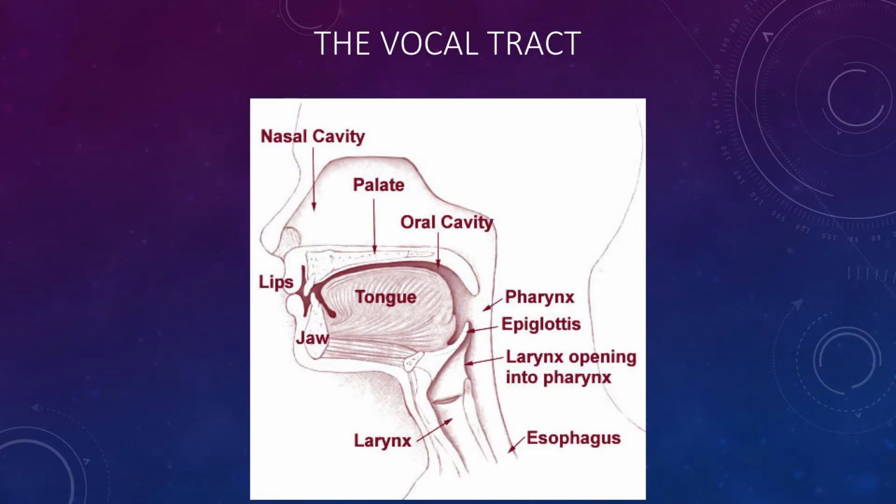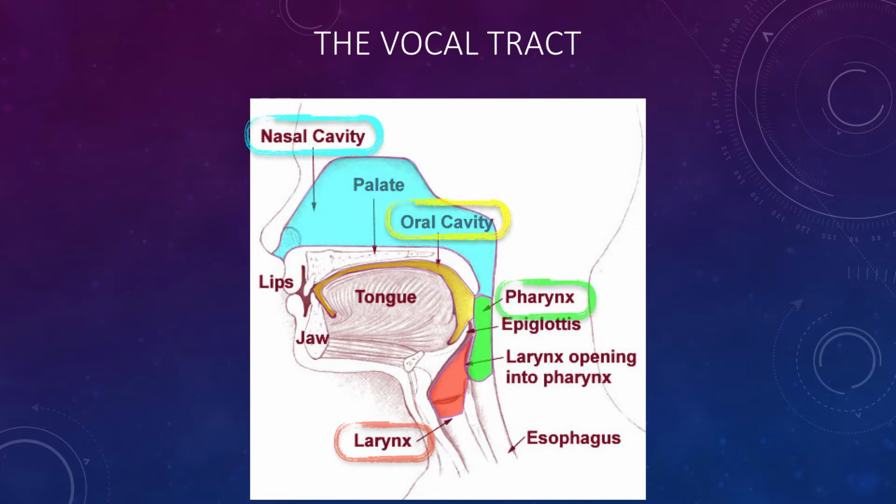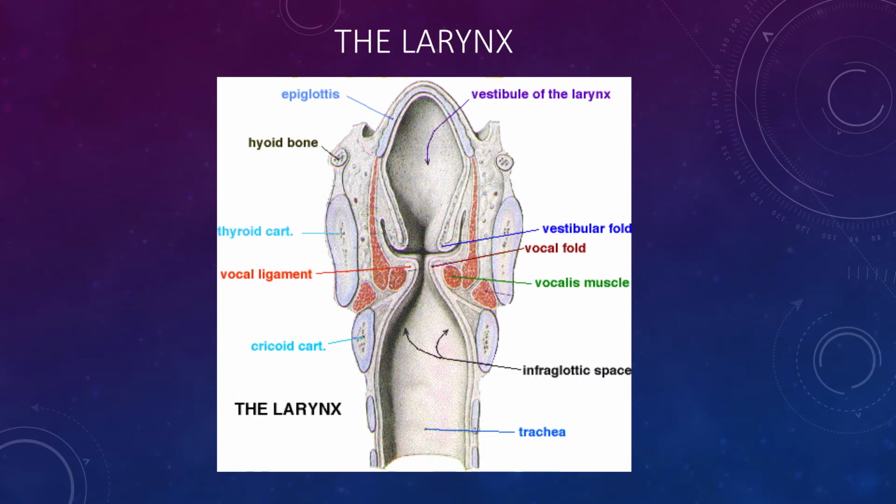The vocal tract is composed of four main parts: the larynx, the pharynx, the oral cavity, and the nasal cavity. The larynx contains the sound source mechanism. The vocal folds, often referred to as vocal cords, are the source for the voice.